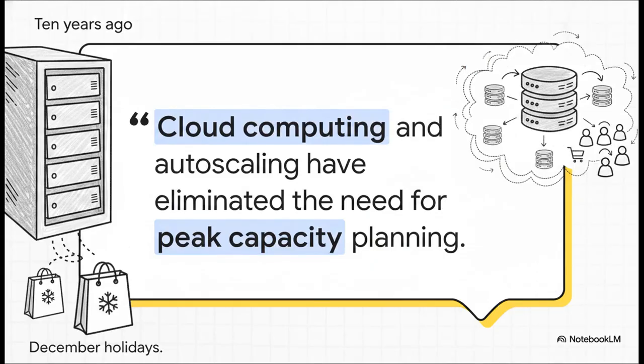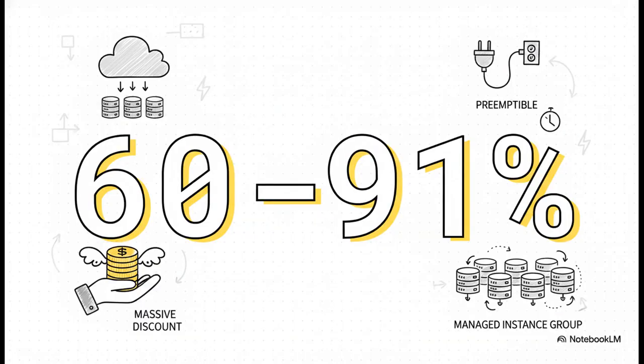This brings us to a massive, massive paradigm shift. Cloud computing and auto-scaling have eliminated the need for peak capacity planning. Really think about what that means. 10 years ago, a retail company had to buy wildly expensive physical servers in August just to handle the web traffic for the December holidays, and those servers literally just sat there idle for months. Now, you just set up a managed instance group. When the holiday rush hits, the group automatically adds servers in minutes. When traffic drops back down, it deletes them. It's a game changer.